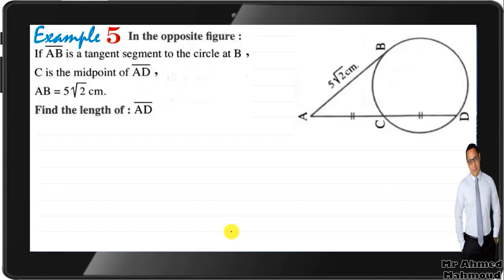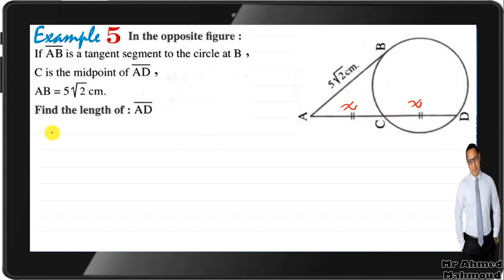Now, also we have AB is a tangent to the circle at B. C is a midpoint of AD, AB equals 5 root 2. Find the length of AD. Also, I'm going to call this one X or Y.